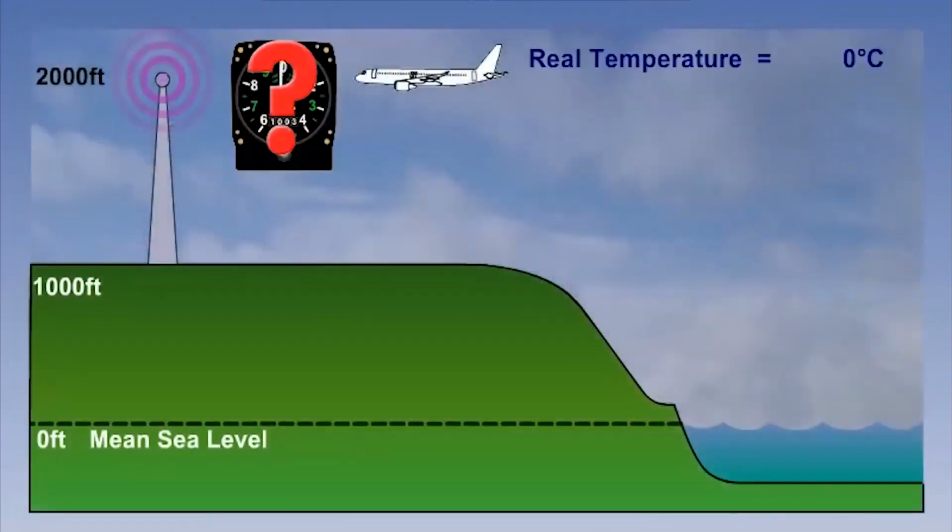The best way to explain this new formula is to go through an example. Let's say we have an aircraft that's flying level towards a very tall mast which is shown to be 2,000 feet above mean sea level. The temperature is 0 degrees Celsius. What would the altimeter indicate with QNH set?